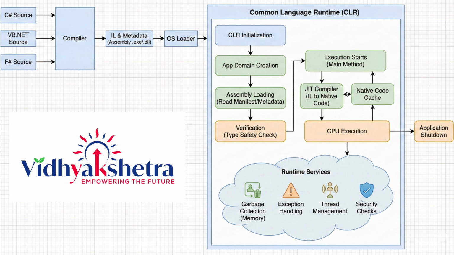During execution, memory management is continuously handled by the CLR. When objects are created using the new keyword, memory is allocated on the managed heap. Developers do not manually free this memory. Instead, the garbage collector tracks object references. The garbage collector periodically runs to reclaim memory occupied by unreachable objects. It identifies live objects by scanning roots such as stack references, static fields, and CPU registers. Objects that are not reachable are considered garbage and are removed.